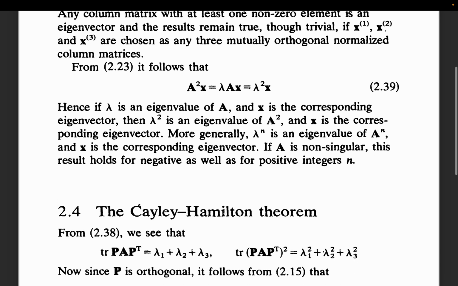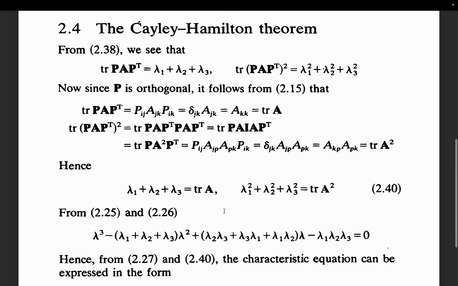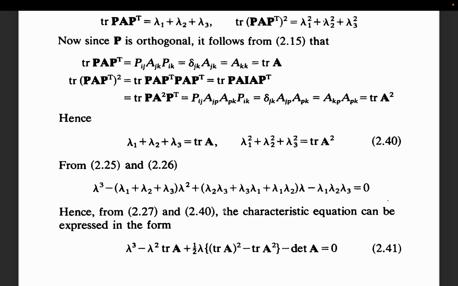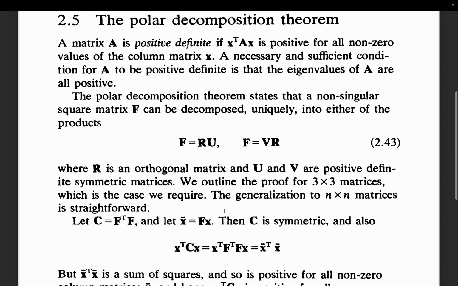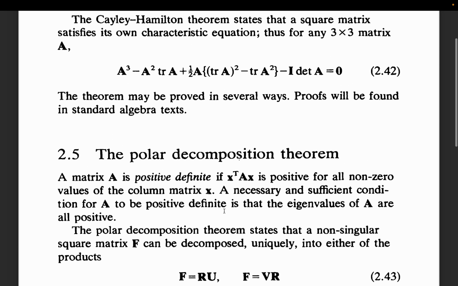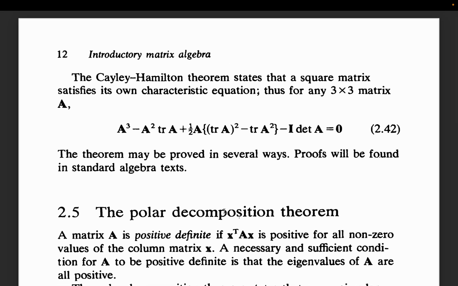So what the Cayley-Hamilton theorem says is that the characteristic equation which we have constructed from the determinant of A minus lambda I is also satisfied by the corresponding square matrix A that we have considered. Just substitute the matrix A itself in place of lambda in the characteristic equation, then it also satisfies the equation. This is what the Cayley-Hamilton theorem says.